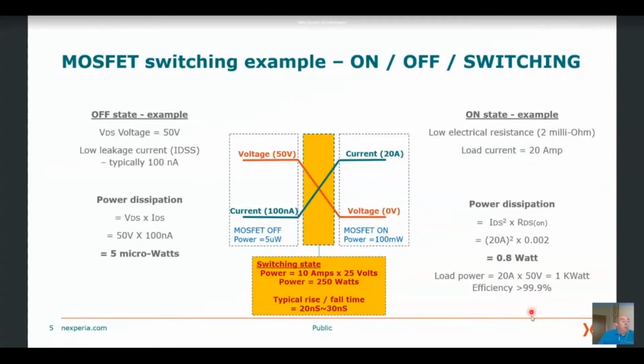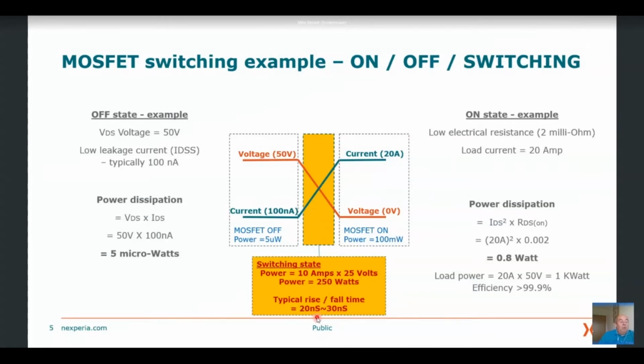But the problem occurs in the switching phase when we go from off to on or on to off. During this period of time, we've got both current and voltage. The current is ramping up and the voltage is ramping down. And for that brief moment in time, we have both current and voltage across the junction of the MOSFET. You can see if we take 10 amps and 25 volts, that's 250 watts.